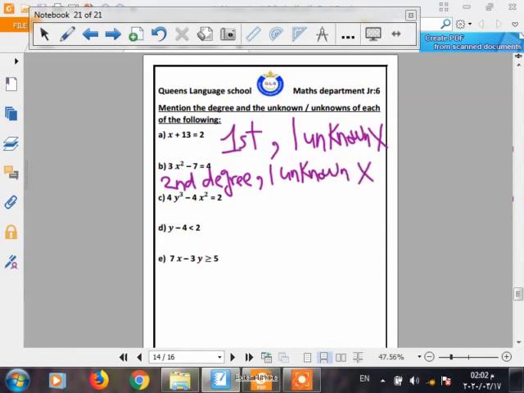Next example, 4y to the power 3 minus 4x to the power 2 equals 2. I have y to the power 3 and x to the power 2. Which is the greatest power? Of course 3. So it's an equation of third degree. How many unknowns here? I have 2 unknowns, x and y.